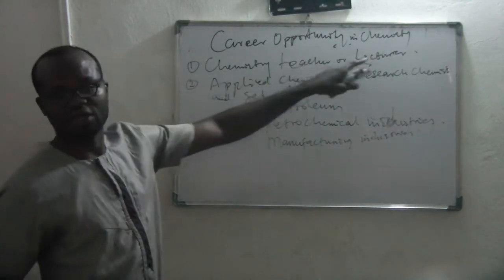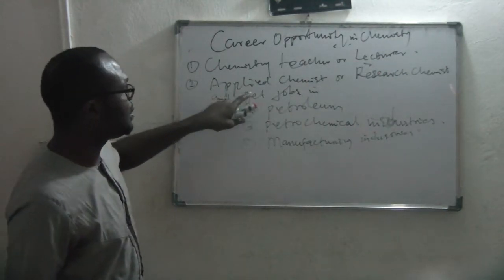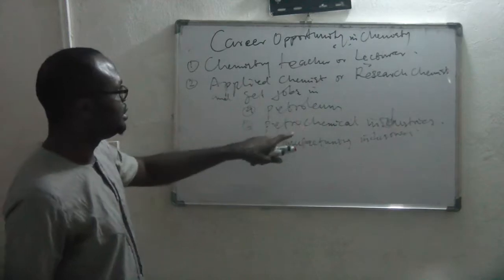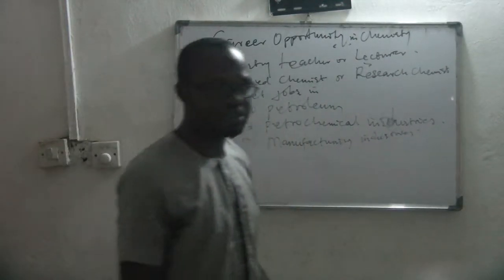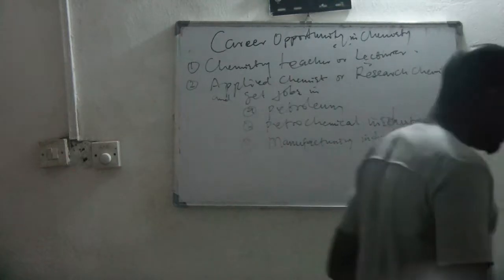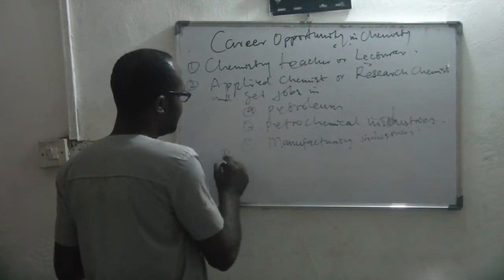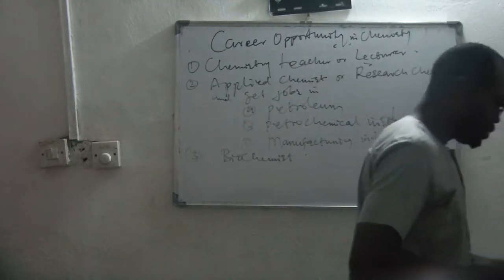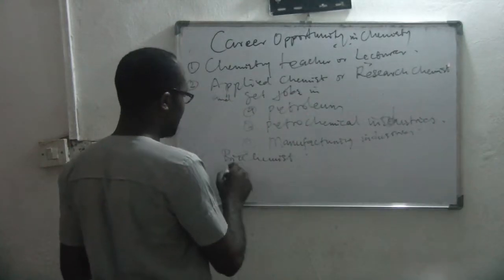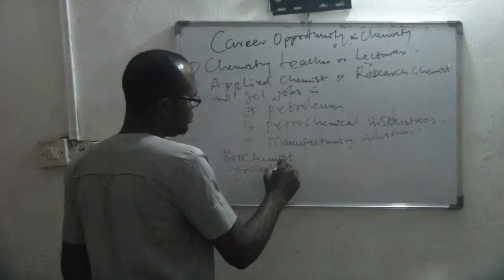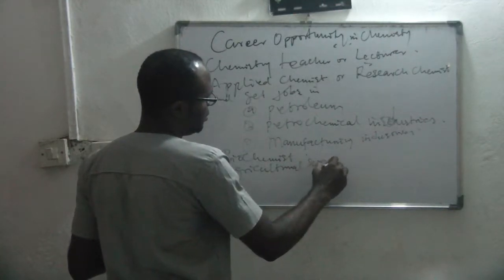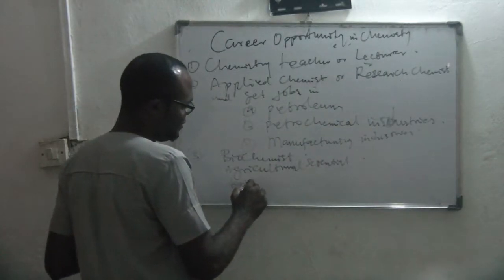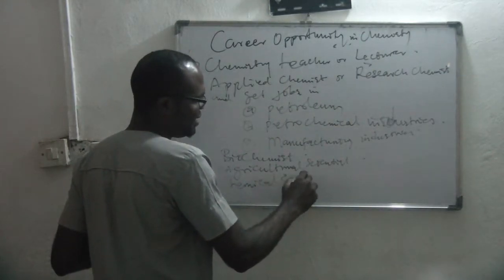You can become a chemistry teacher or lecturer. You can become an applied chemist or research chemist and get jobs in this industry, petroleum, petrochemical industry and manufacturing industries. Is that clear? Yes, sir. You can also become a what? Biochemist. Agricultural scientist. Good. You can become an agricultural scientist. Engineer. Can become a what? Chemical engineer. Can become a chemical engineer.